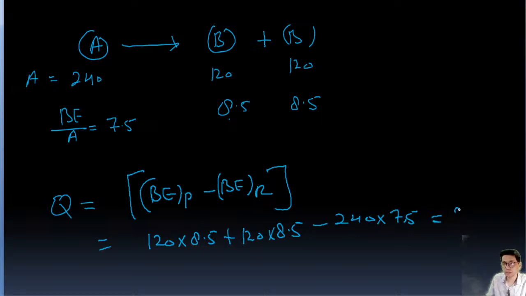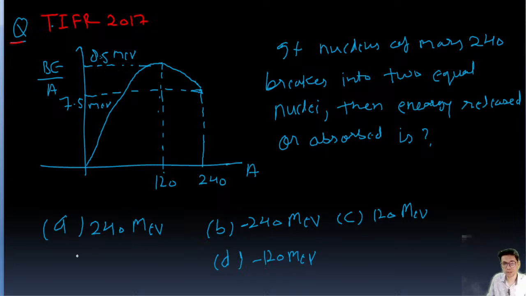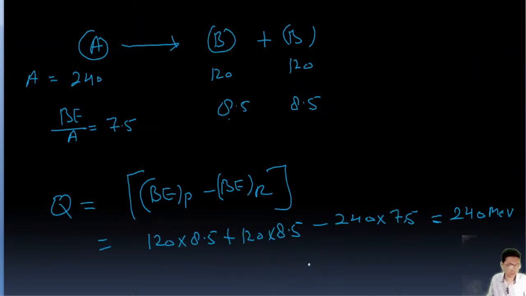If you solve it, this is going to be 240 MeV. So the answer is Q equals 240 MeV. In that case, energy is released because the value of Q is positive. It is an exothermic reaction. So which option is matching, guys? This is a TIFR question. Option A is the correct option. I hope you have understood it. Next point.